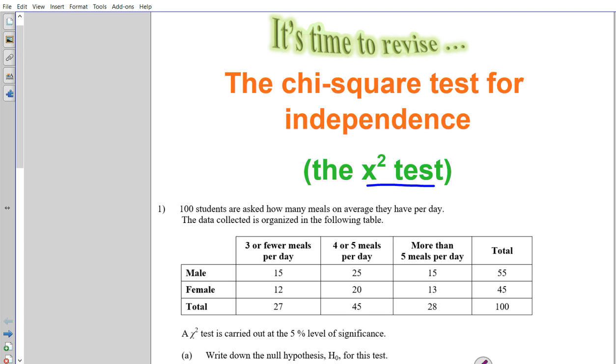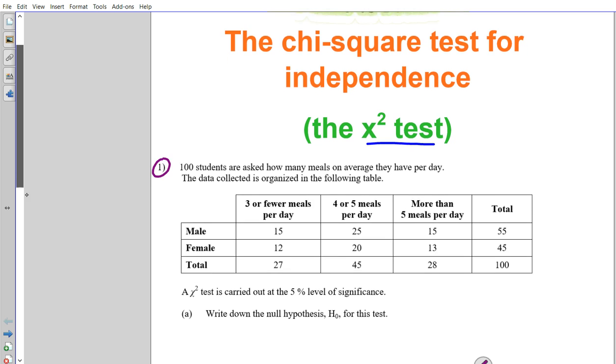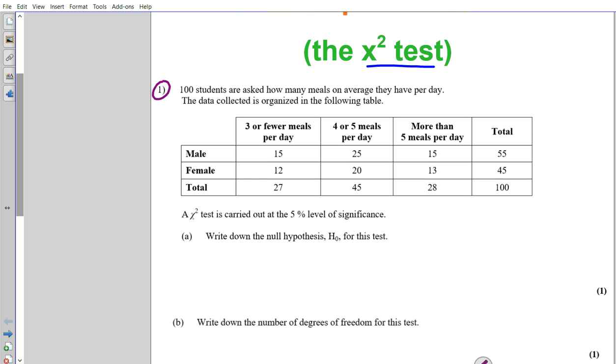So we've got question 1, chi-square test. 100 students are asked how many meals on average they have per day. The data collected is organized in the following table. So see what we have here. How many rows and how many columns do we have? We have 2 rows and we have 3 columns. Remember, we don't count the totals. So 2 rows by 3 columns. So it's a 2 by 3.